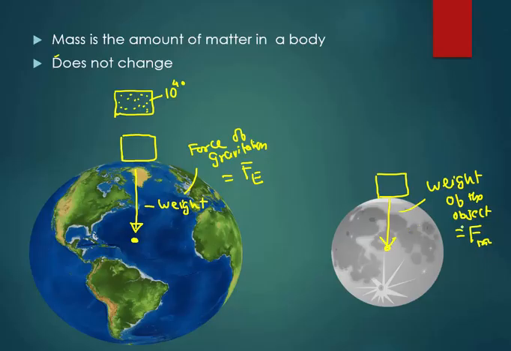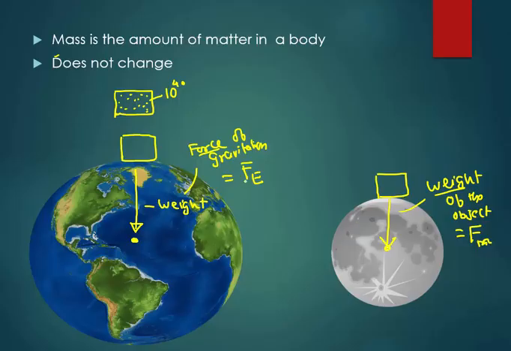Therefore, Fe and Fm will not be equal, and thereby the weight of the object on the earth and the weight of the object on the moon will not be equal. They will have different weights. Please remember, this weight is actually a force. So let us keep in mind that weight is nothing but the force applied by earth onto that object when we have kept the object on earth, and weight on moon is the force applied by moon on that object when it is kept on the surface of the moon.